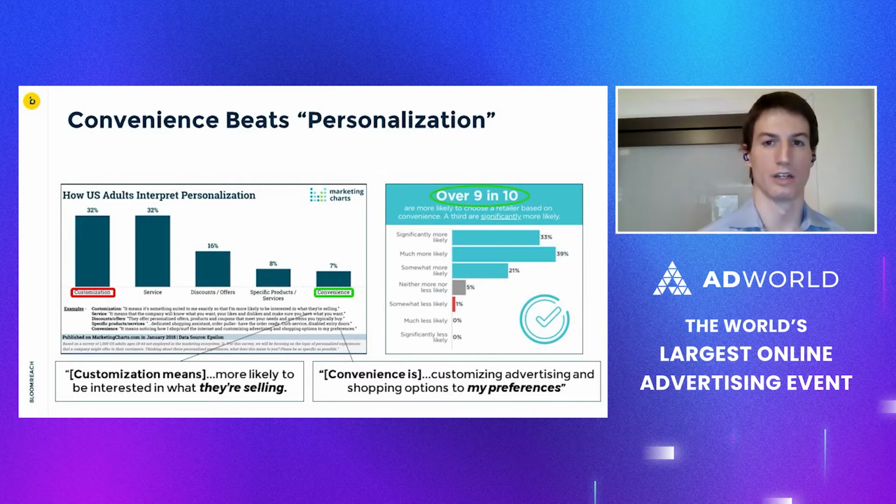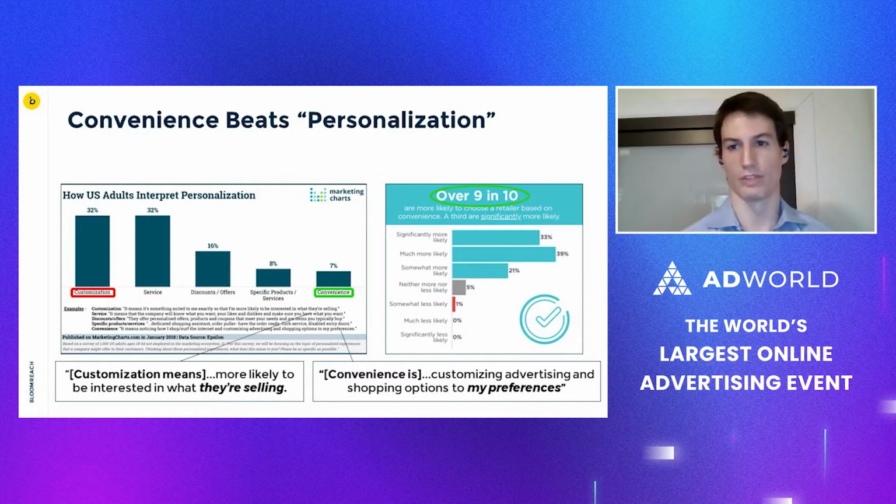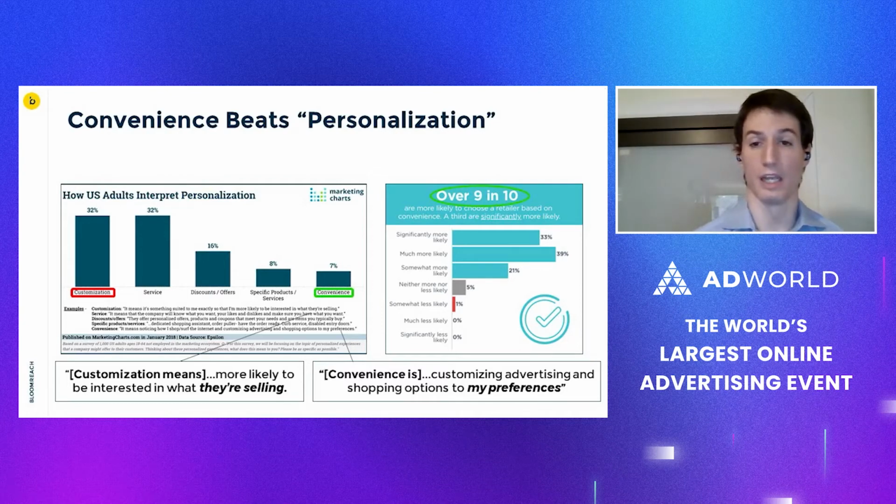Interesting choice of words there. Seems to be very focused on this idea that I'm being targeted by a merchant who is trying to get me to buy what they have. All the way on the right, you have this definition of convenience, and that is sort of defined as meaning noticing how I shop and surf the internet and customizing advertising and shopping options to my preferences. So much more focused on the consumer there, which is interesting. And that chart on the left is maybe not surprising that over 9 in 10 consumers are more likely to choose a retailer based on convenience, and a third are significantly more likely to do so.